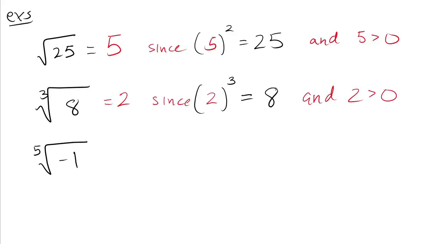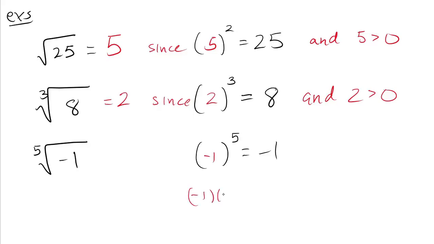So we're trying to answer the same kind of question. We're going to raise some base to the same power as the index and hope to get the radicand. But we know that the number that goes in the blank has to be a negative number. A positive number won't work because if you raise a positive number to the fifth power, you get a positive result. So the answer has to be negative. A little bit of thinking, and you'll realize that -1 works here.